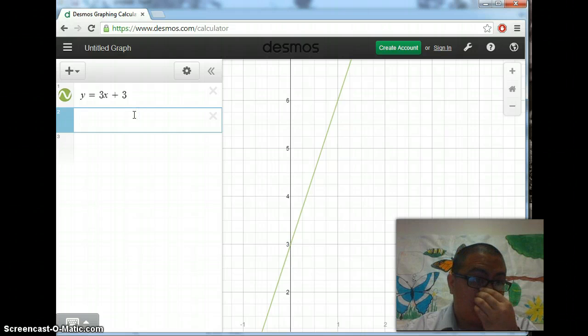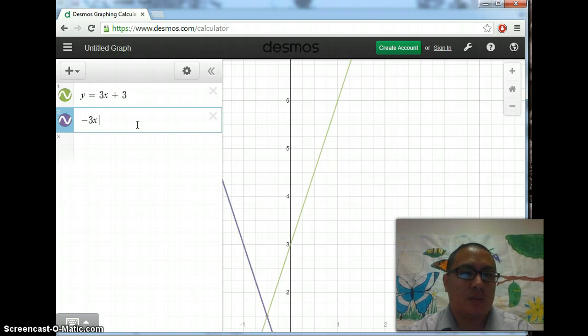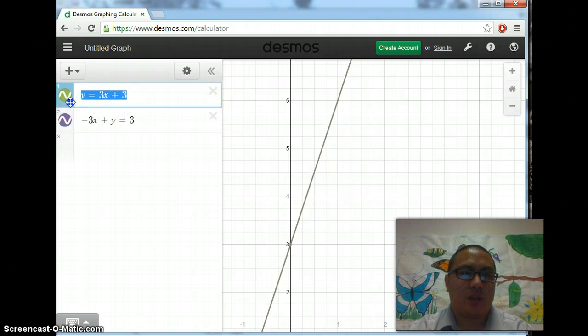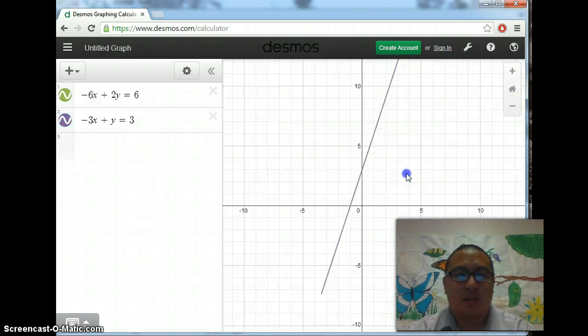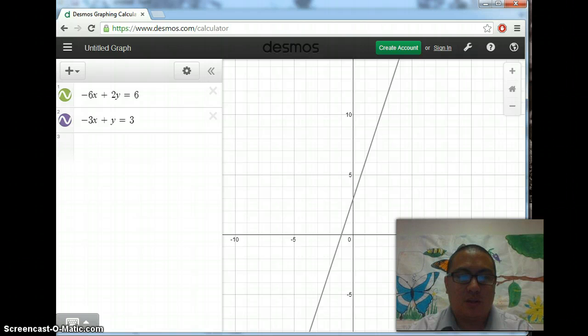So let's rewrite this in somewhat of a standard form. You have negative 3x plus y equals 3. All I did is I subtracted 3x from both sides. It's the same thing, right? So now I'm going to change this one to something else. I'm going to take this line and double everything, and let's see what happens. Negative 6x plus 2y equals 6. That's the same thing again, right? I can manipulate it a little bit and make it look different, but essentially it's the same line.